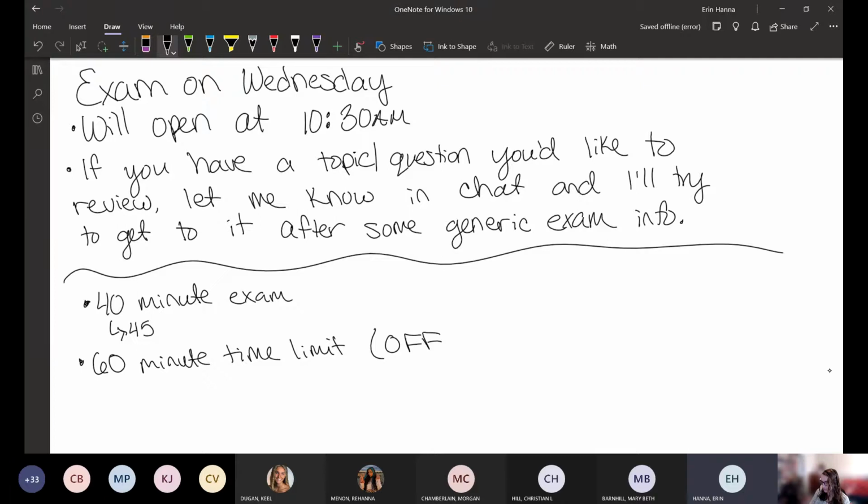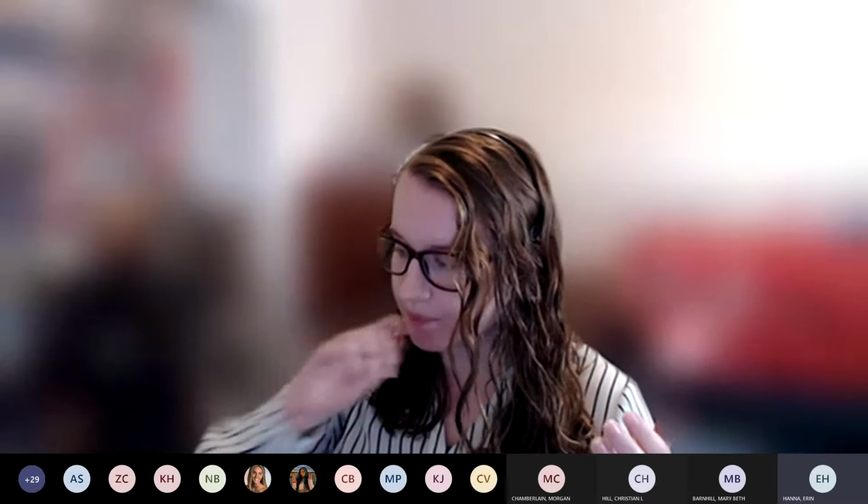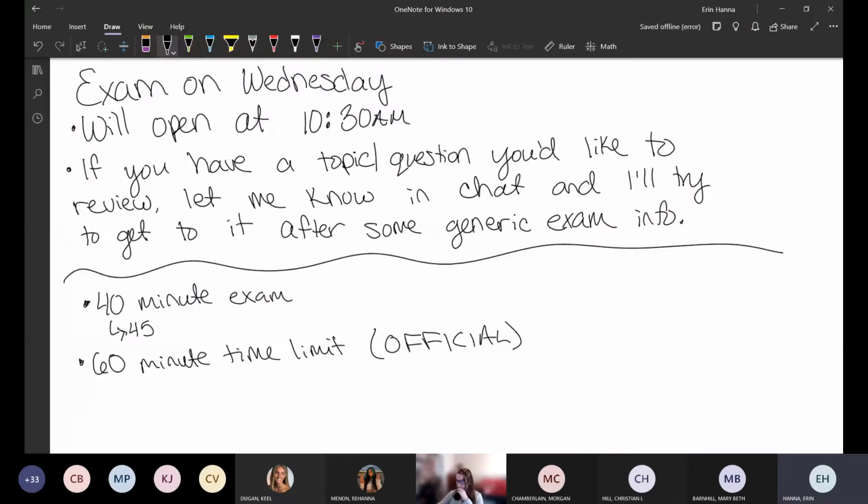Now, this is an official time limit. Let me reshare my screen just in case. That's an official time limit. So the quizzes had unofficial time limits, so you could keep working after the time limit expired. This one you can't. For this one, you'll have to take that 60 minutes. If you were going to take more than that 60 minutes, it will auto submit, so you won't even have the option to continue. It will just be done after those 60 minutes. So be aware of that.